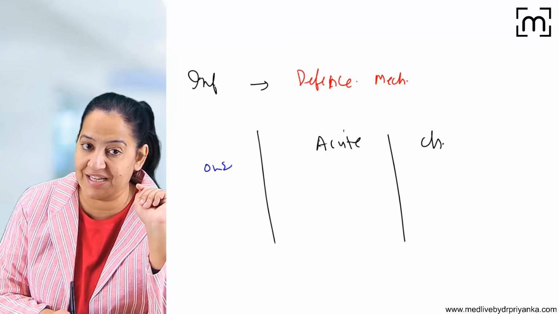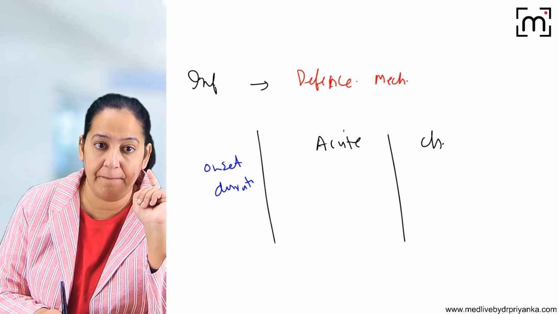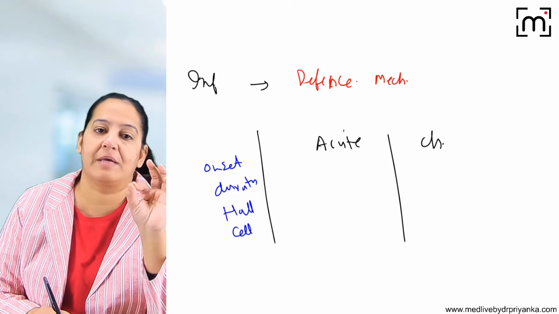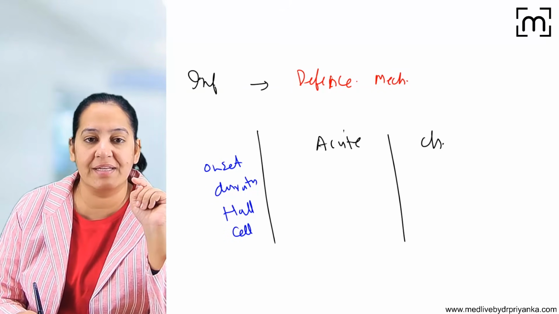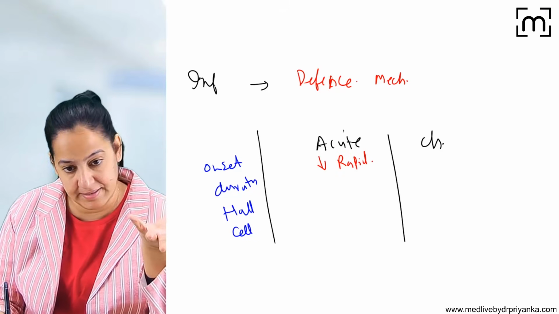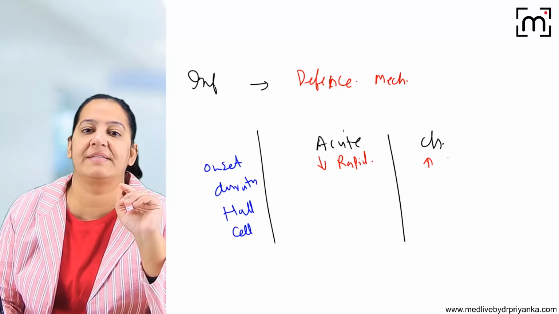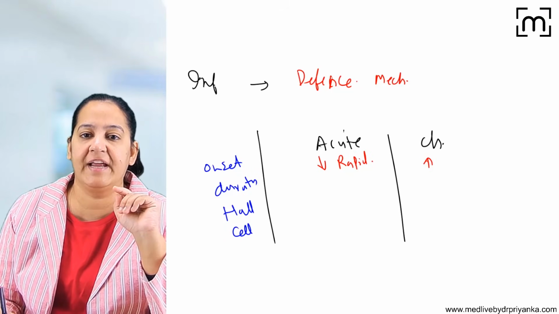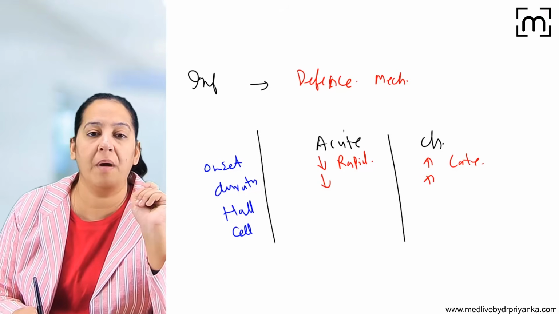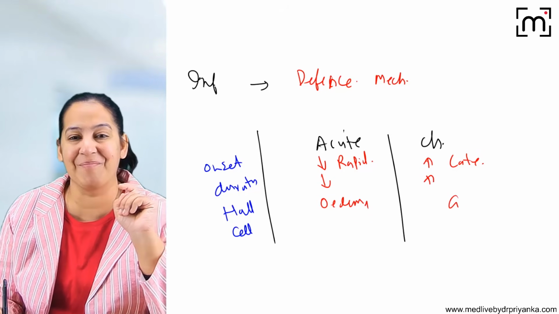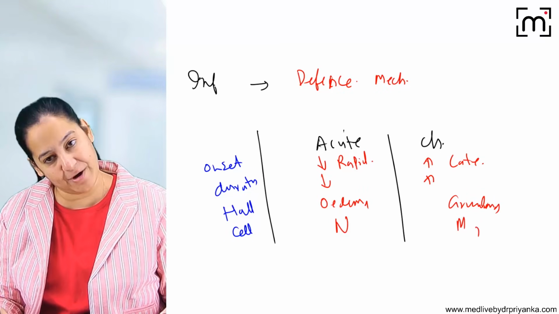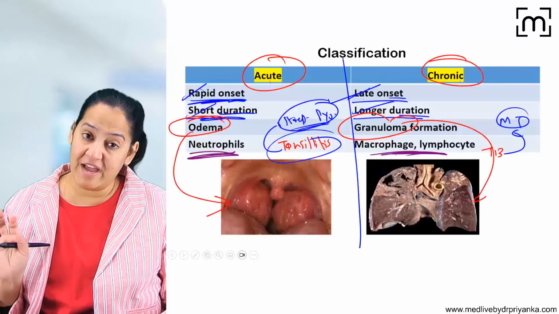Tell me based on the onset, the duration, the hallmark feature, and the cells involved. Onset wise, here onset is very rapid and here onset is delayed. Duration, it is short duration, it is long duration. Hallmark, here the hallmark feature is edema and here the hallmark feature is granuloma. The cell involved here is the neutrophil, here monocyte, macrophage or lymphocyte. So this is what we have read till now.